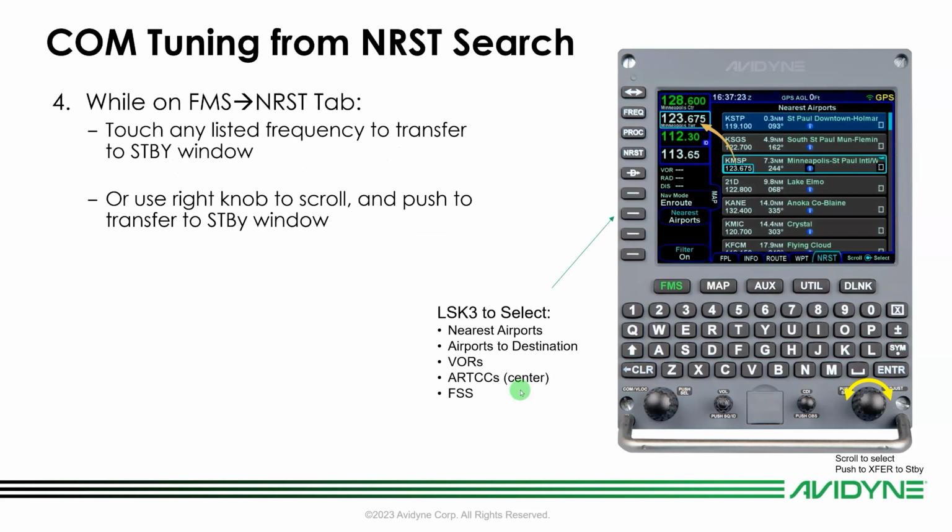Also, if you're doing a nearest search, if you push the nearest line select key and you bring up the nearest airports page, again, you can scroll down through the list and highlight a frequency and push in on the knob and it will transfer over, or you can just reach up and double click on any frequency in the list and move it into the standby window. And that holds true for nearest airports or airports nearest your destination, or center frequencies or flight service. Any of those frequencies in your nearest search, you can transfer over into the standby.